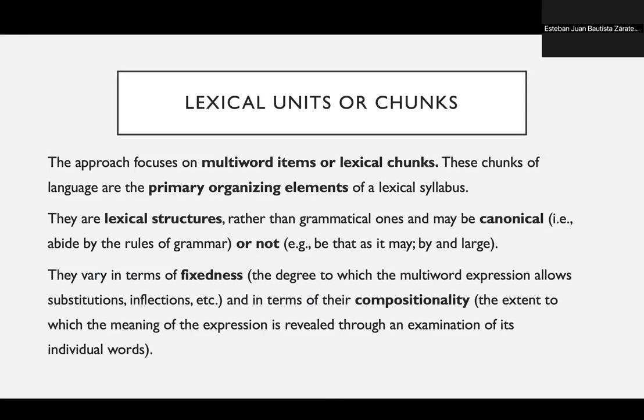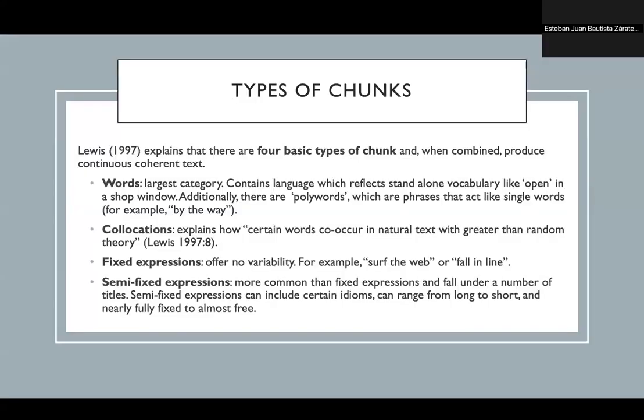The lexical approach focuses on multi-word items, also known as lexical chunks. And these are some types of chunks according to Lewis. There are four basic types: words, the classical; collocations; fixed expressions; and semi-fixed expressions. Fixed expressions are such as surf the web, fall in line, fall in love. Collocations are words that go hand in hand. For instance, make your bed, not do your bed. Make breakfast, not do breakfast. Those are collocations.